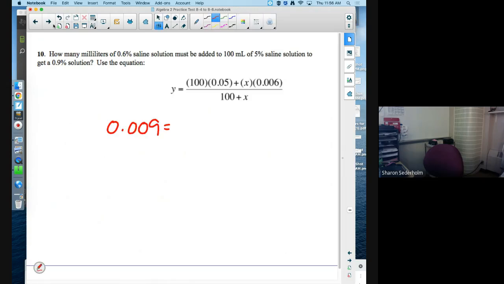And you might want to clean this up a little bit. We know that 100 times 0.05 is 5. So kind of silly to leave it that way. I'm also going to put the X's in the back. So 0.006, although that 0 looks really honky. 0.006. And I'm going to put X plus 100 on the bottom too. Doesn't make any difference. When you solve it, you'll get it. Looks like so.